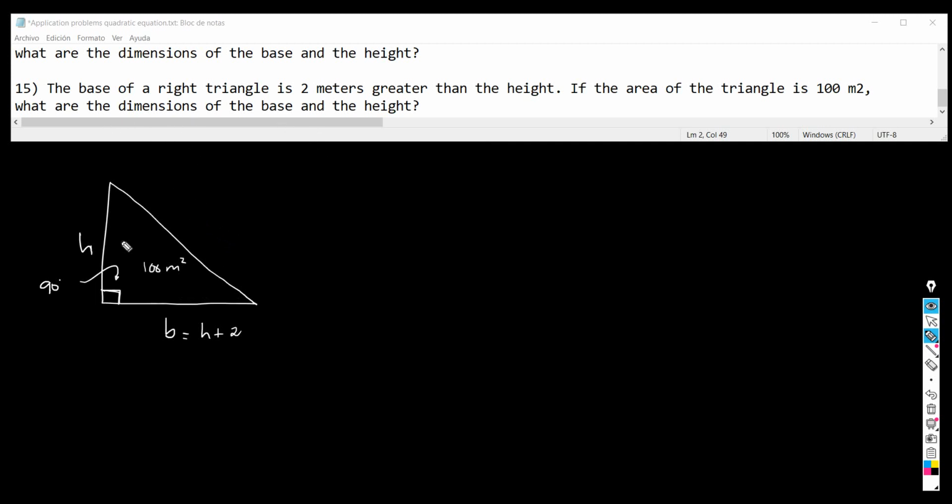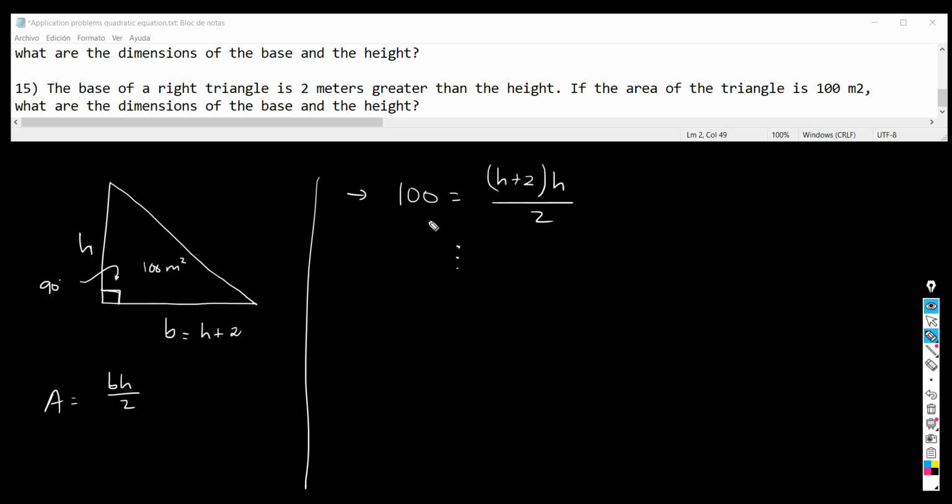Well, this is pretty much the same problem as before. The fact that they are telling us that this is a right triangle makes no difference. It doesn't make any difference whatsoever. The area is base times height over 2, and therefore the area, being 100, will be equal to the base, which is h plus 2, times h over 2, and you have to do exactly the same to find the base and the height. So that's it, guys.